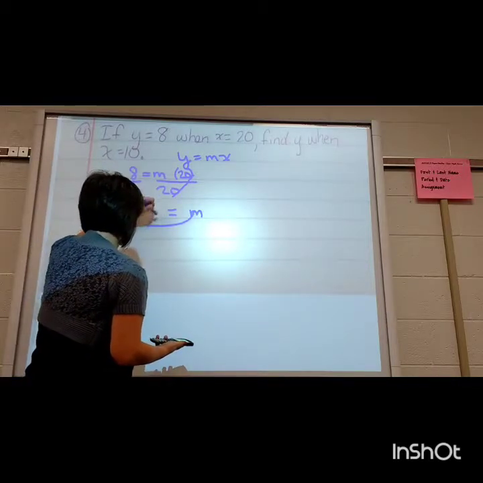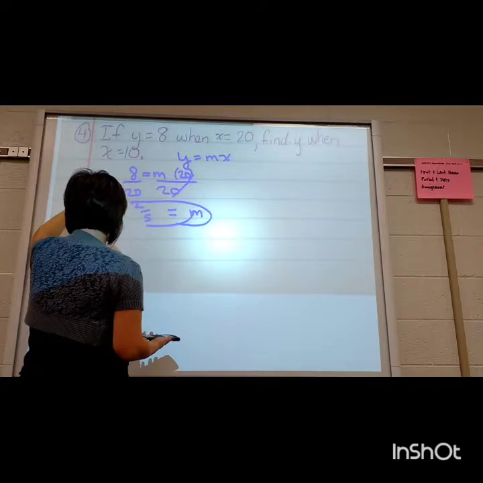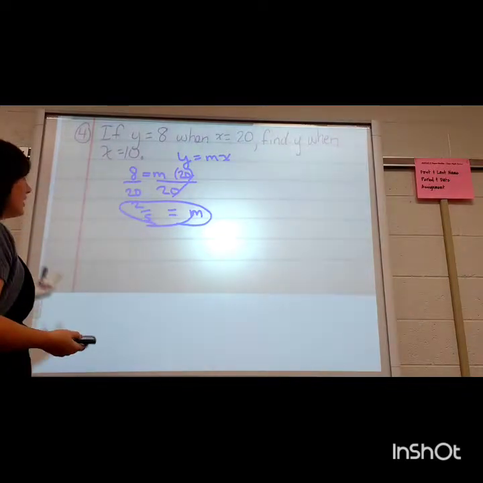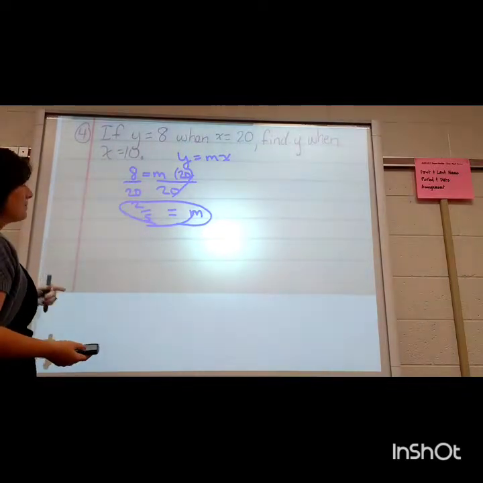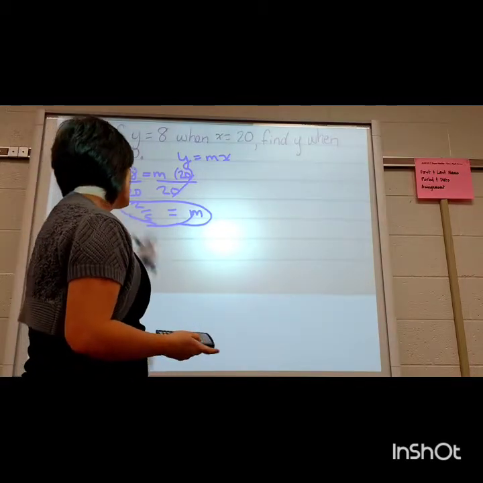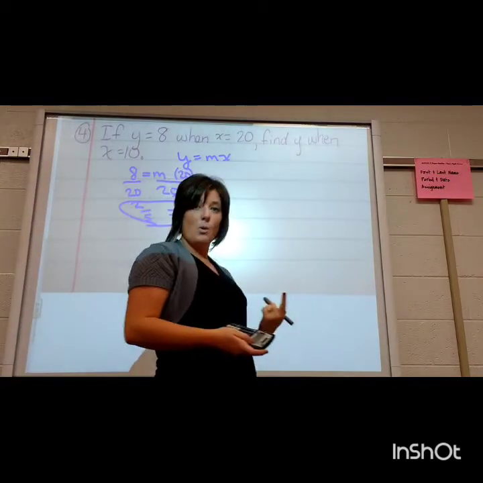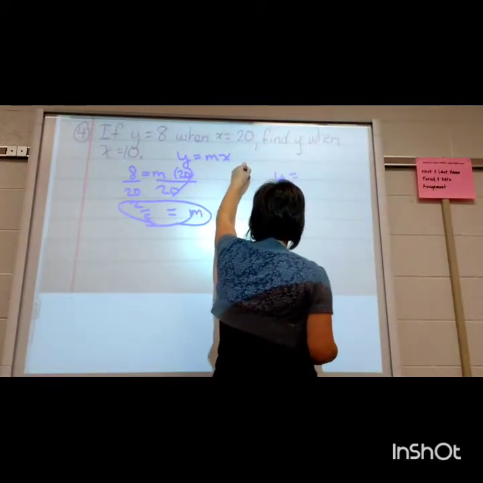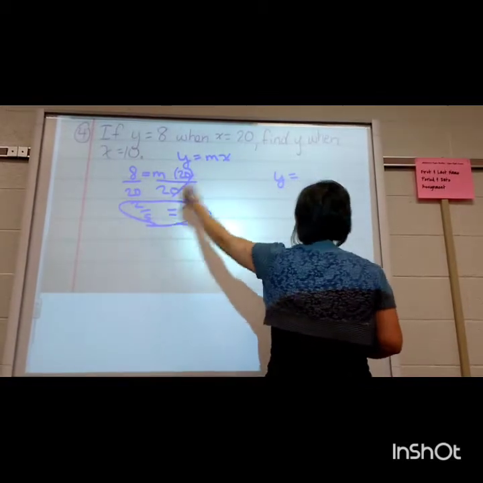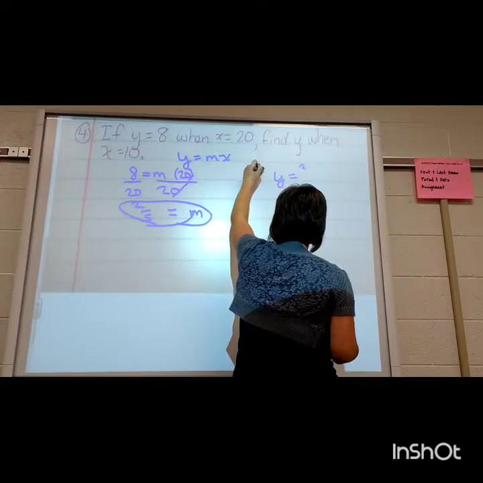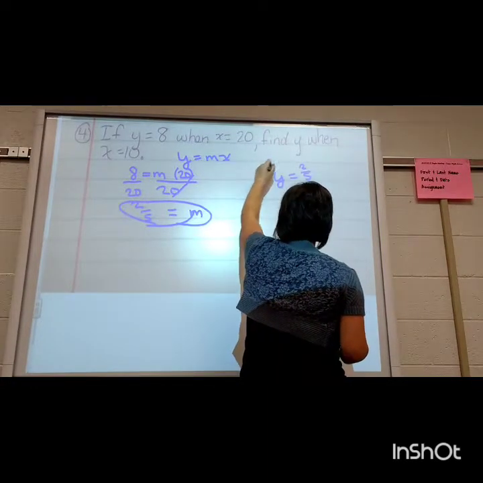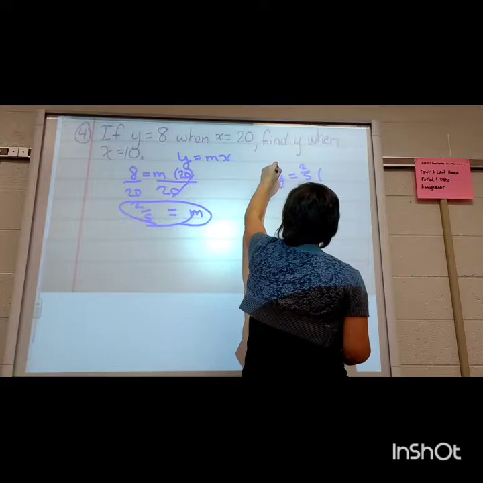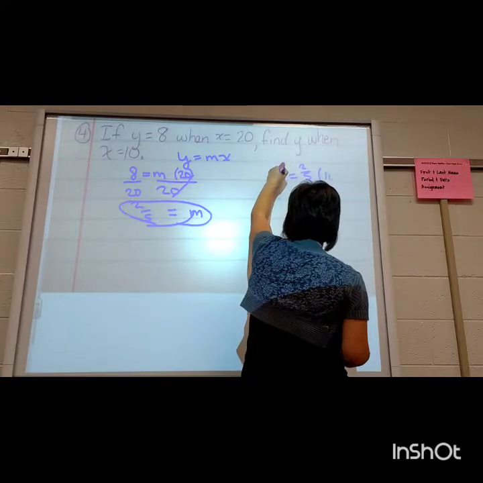Okay, so m is 2/5 here. So we have to use 2/5 to be able to find the next part. It says find y when x equals 10. So what we don't know is y. So we're going to put y equals, and then m, right here we learned was 2/5. So you're going to write 2/5, and then x is going to be 10.